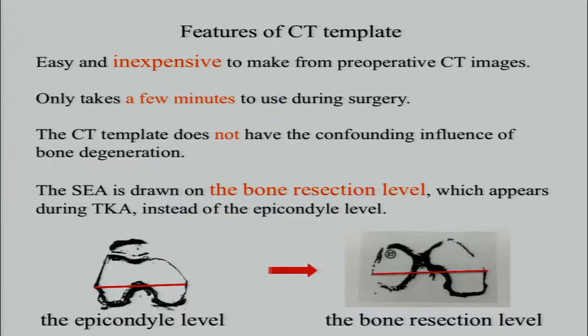Then we can adjust the virtual image to the real image along the outline of the femoral condyle. Very easy to do. Our CT template is easy and inexpensive to make from a preoperative CT image, and it only takes a few minutes to use during surgery. The CT template does have the confounding influence of bone degeneration, because we refer to the total outline of the bone surface. The SEA is drawn on the bone resection level instead of the epicondyle level, which is usually used but doesn't appear during surgery.